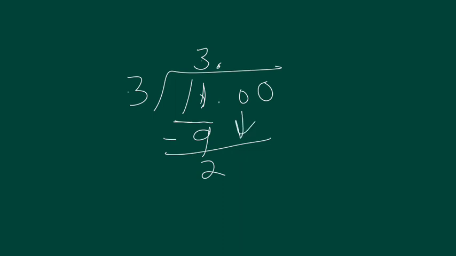We bring down the next 0. By the way, we know this answer is correct so far because 2 is less than 3. So 3 goes into 20 6 times. 6 times 3 is 18. And we subtract, we get 2, and we bring down a 0 again.